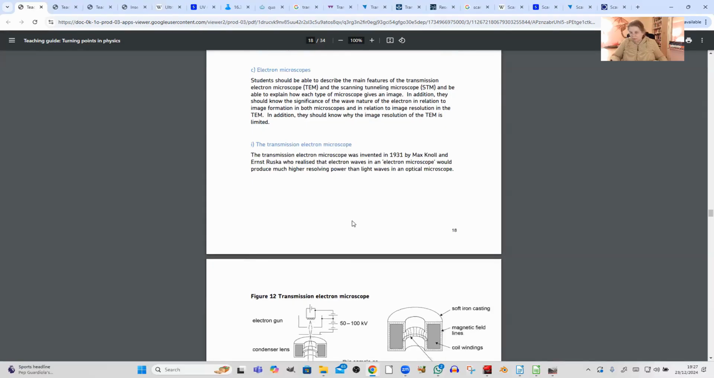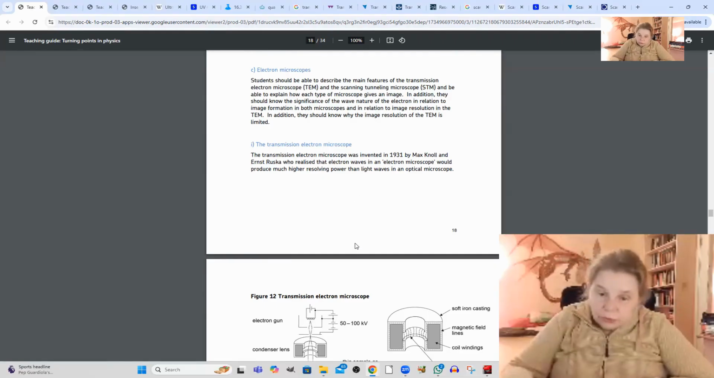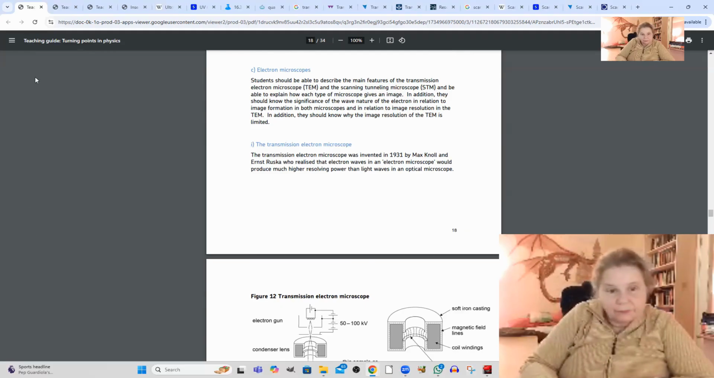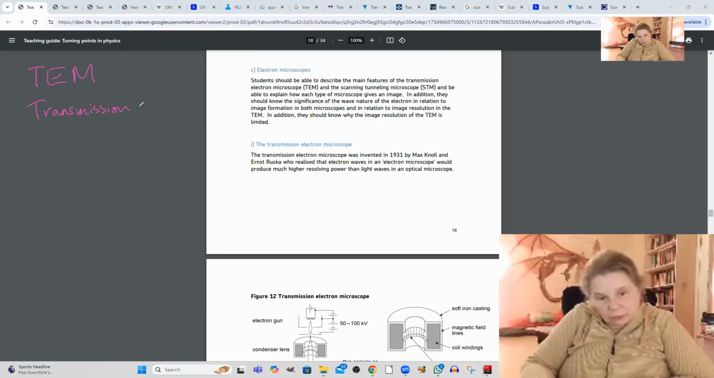And this is the main bit of what I wanted to teach today, which is electron microscopes. There are two different sorts of electron microscopes that you need to know about. The first is the TEM, which is the transmission electron microscope.